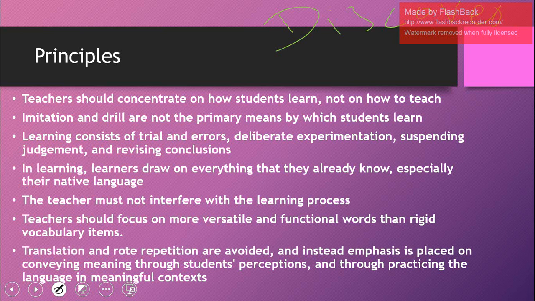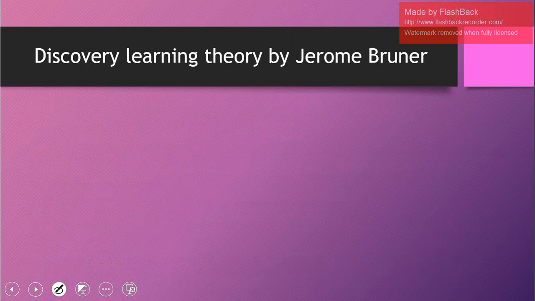Translation and rote repetition are avoided. Translations are not going to be there, and instead emphasis is placed on conveying meaning through students' perceptions and through practicing the language in meaningful context. So like any advanced method, or you can say like communicative language teaching, language is going to be taught in context, right? There would be no bookish knowledge, no rigid drills or repetitions, or translations or grammars. No, the language is going to be taught in context with different activities. The only difference is that the teacher will stay silent as much as possible. It doesn't mean that the teacher is not going to speak even for the whole lecture, but the teacher will stay silent as much as possible.